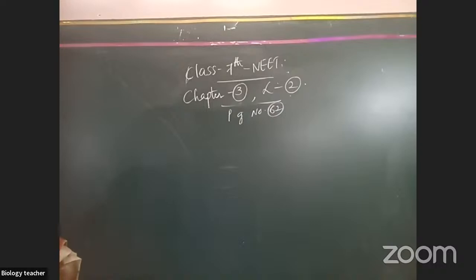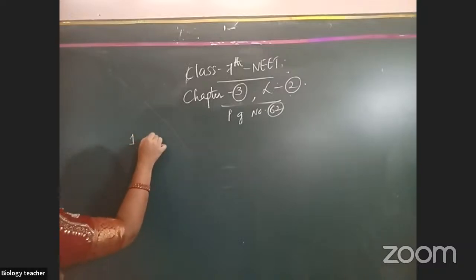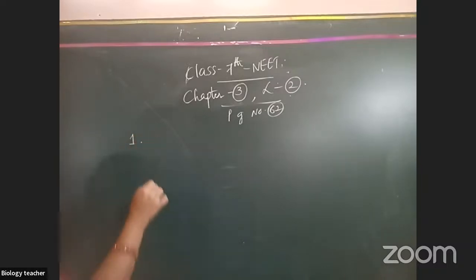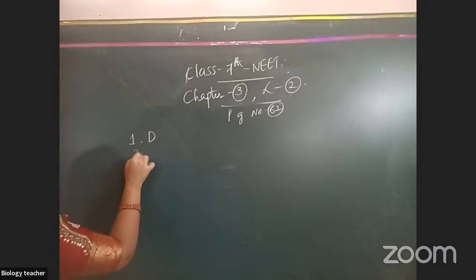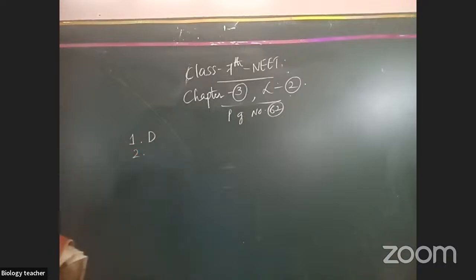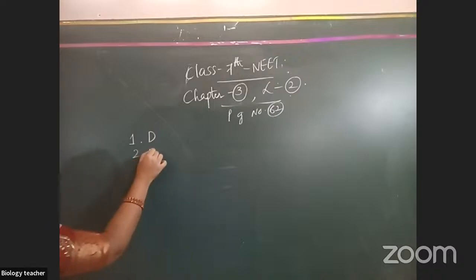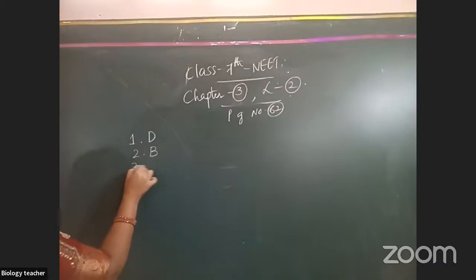First one, voice box is present in larynx. So the first one is option D. Next, second one, the muscular floor of the chest cavity is called the diaphragm. So option B.